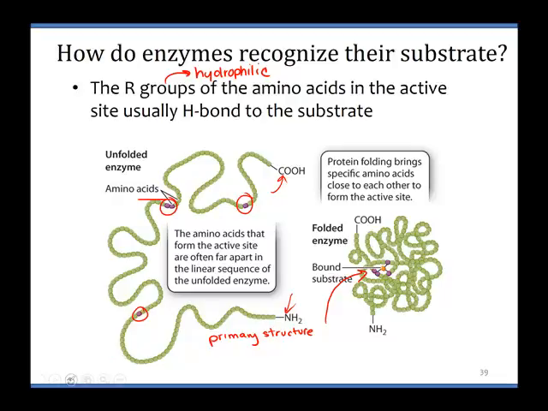All right. So later on, you may hear about certain mutations that change a hydrophilic R group into a hydrophobic R group, right? That is really, really devastating if it happens in the active site of a particular enzyme.